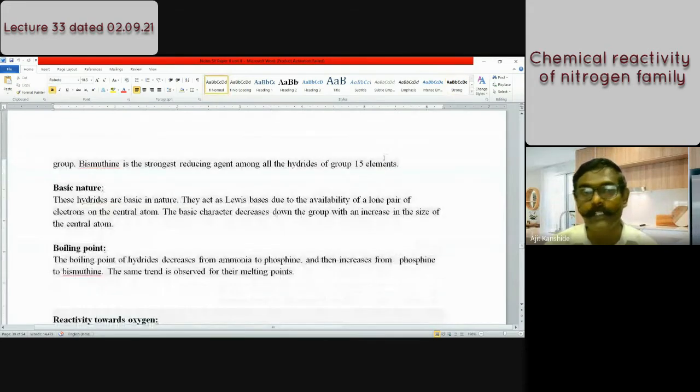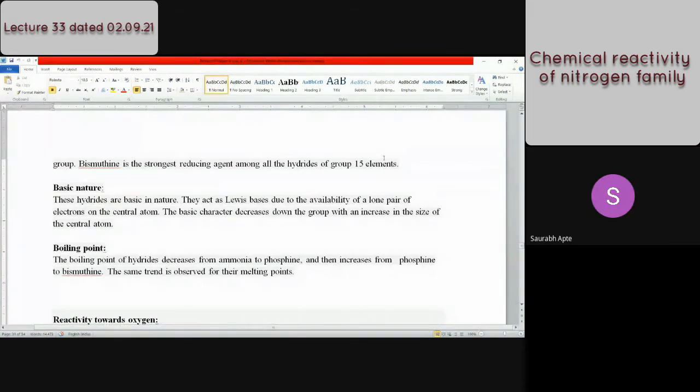Yes, is that point clear about the reducing property? Yes, sir. Okay, now pay attention.